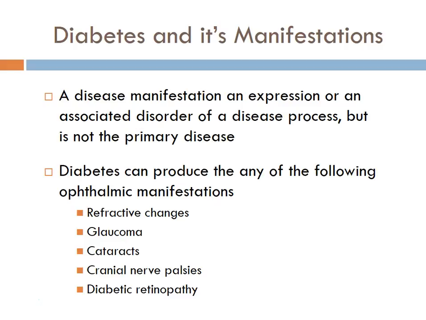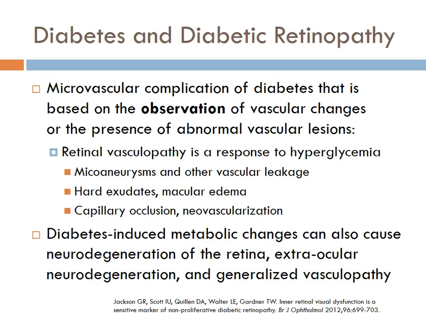But I believe, based on my 30 plus years of clinical experience, that people with diabetes also have a higher incidence of regular age-related cataracts. We have the occasional cranial nerve palsy where somebody comes in with double vision. And of course, and I guess most importantly, diabetic retinopathy, the number one cause of blindness in our country. So these are the things we have to be concerned about with diabetes, these manifestations.